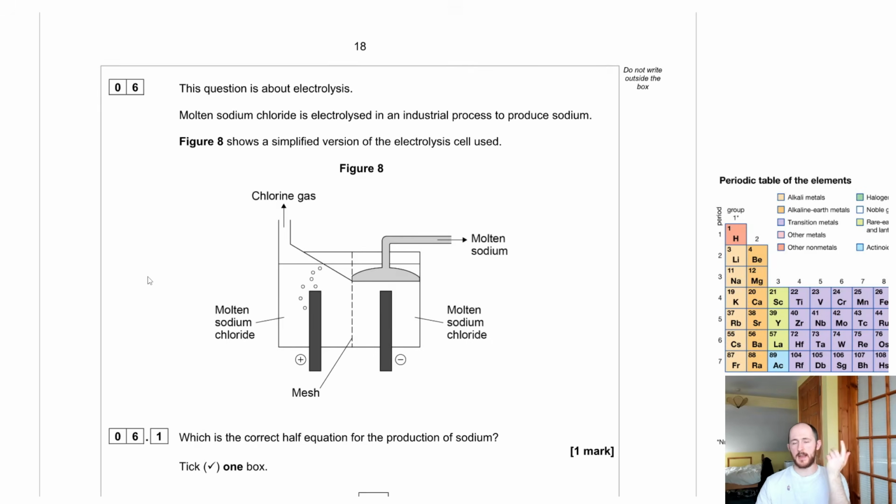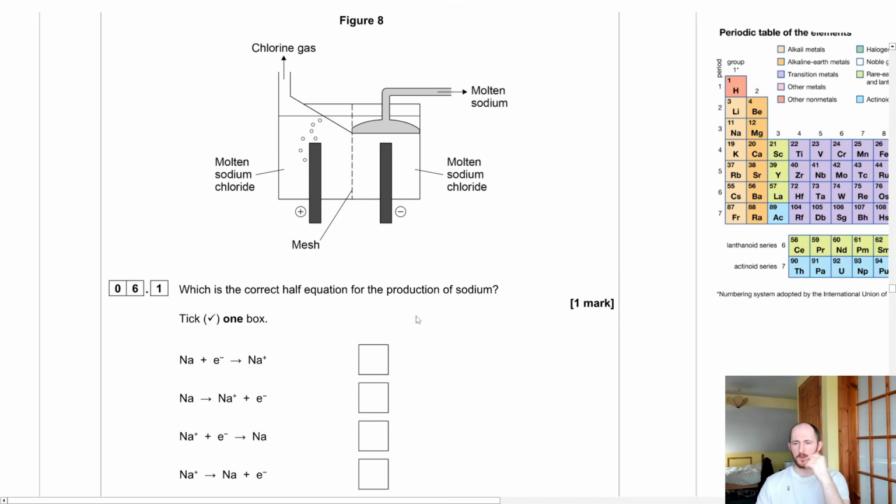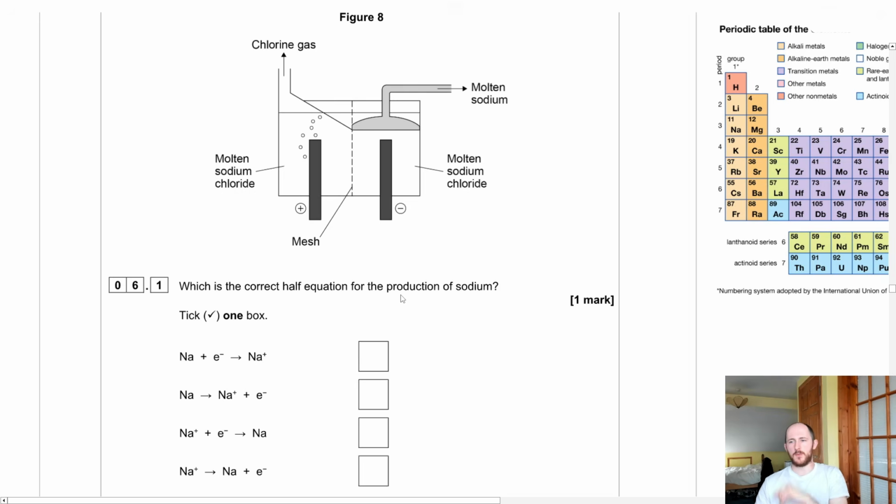So this whole question is about electrolysis, probably one of the hardest topics in chemistry. Molten sodium chloride is electrolyzed in an industrial process to produce sodium, and this is the kind of simplified version. Okay, so they pump out. Yep, wonderful. Which is the correct half equation for production of sodium?